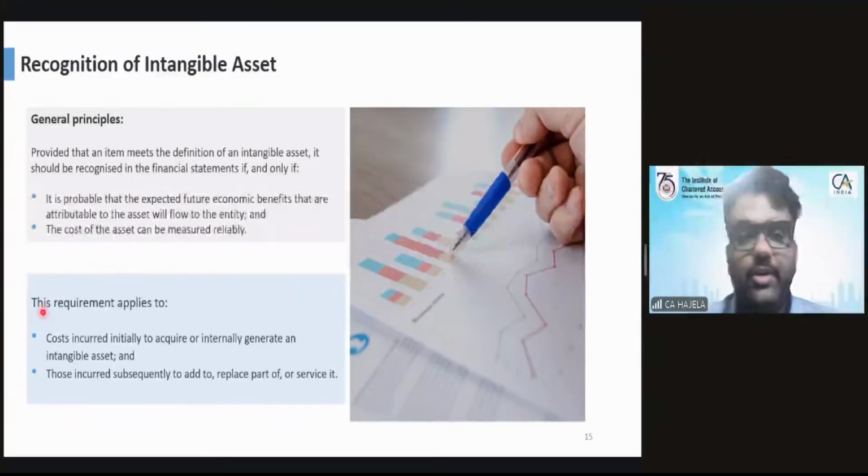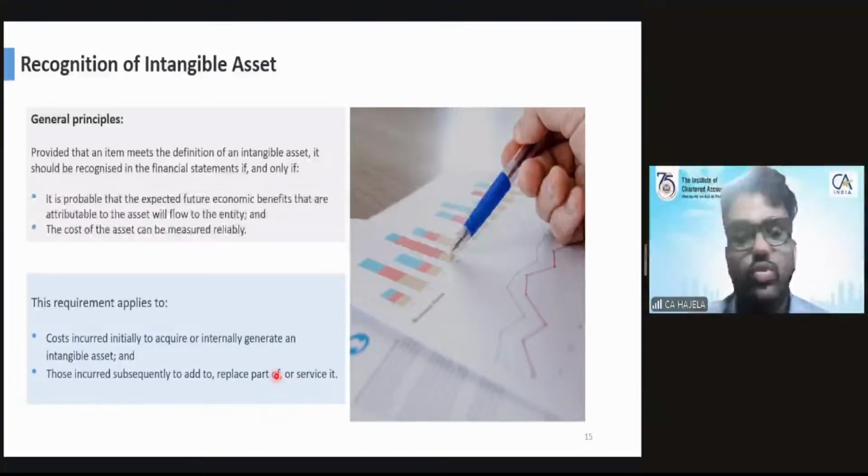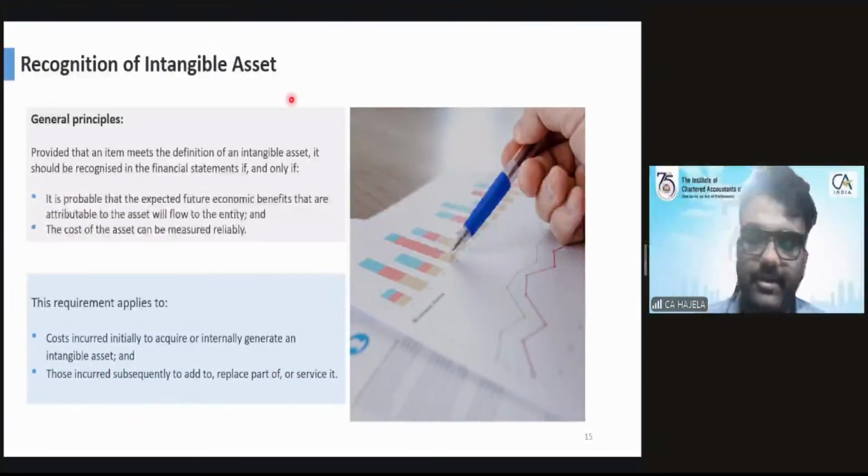And this particular requirement applies to cost incurred initially to acquire or internally generate an intangible asset, and those incurred subsequently to add, replace or service it. So ये जो requirement है, it is applicable to both these factors. ठीक है जी? Perfect.